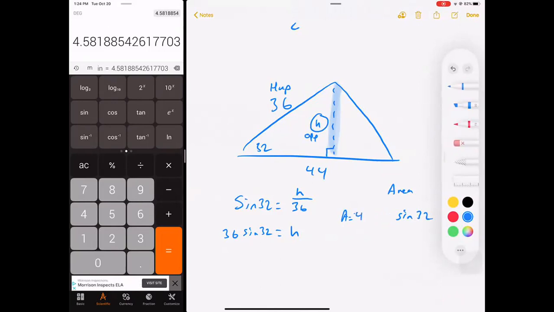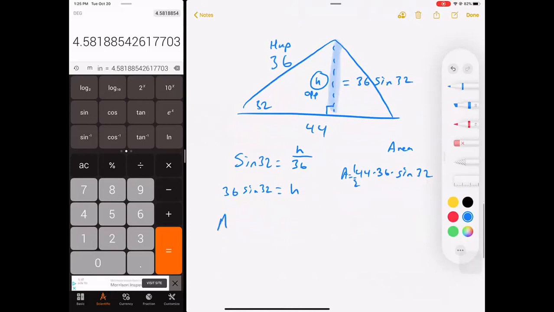I'm going to show you a crazy trick. 1/2 times 36 times, that's the rule. Now, if I could find out what h is, just 36 sine of 32. Okay, that's the height. If I want to find the area of a triangle, isn't the area of a triangle 1/2 base times height?